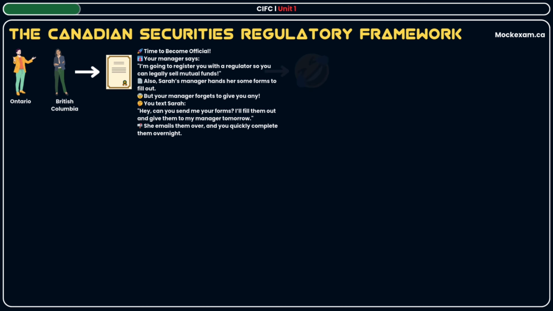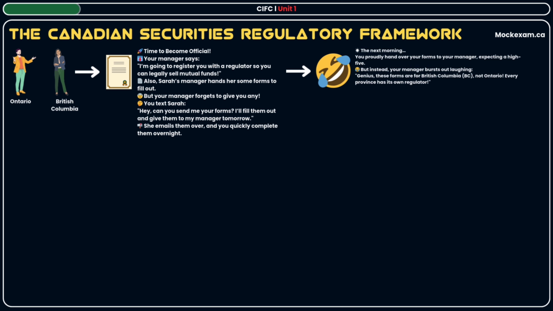The next morning, you proudly hand over your forms to your manager, expecting a high five. But instead, your manager bursts out laughing and says, "Hey, genius, these forms are for British Columbia, not Ontario. Every province has its own regulator." This is the point here. Okay, remember, every province has its own regulator.